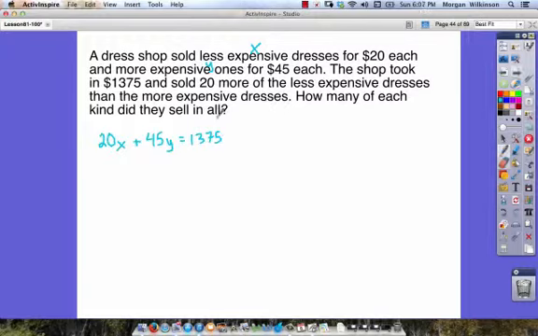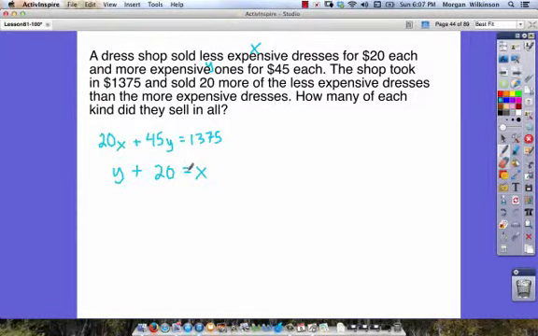Then it said the shop took in this much money, $1,375, and sold 20 more of the less expensive dresses than the more expensive dresses. So if they sold 20 more of the less expensive dresses, it means we must take the expensive dresses, which is Y, and we must add 20 on to Y in order to get to X. So the problem will have the more expensive plus 20 equals the less expensive.